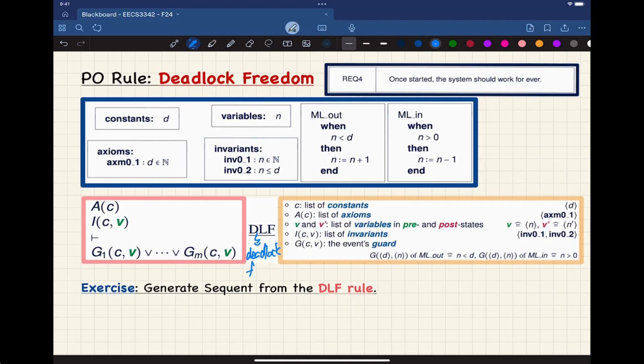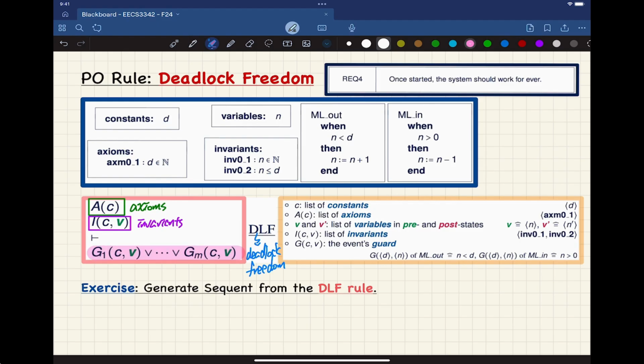Deadlock freedom. All right. And then let's look at the above and below the turnstile. And this part over here, you can see that's an axiom. And this part over here is the invariance. And now this part here should not appear very weird to you.